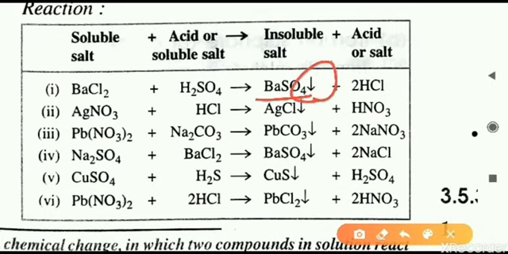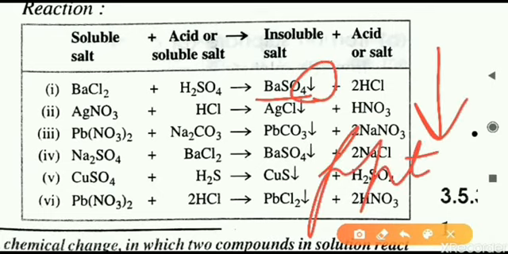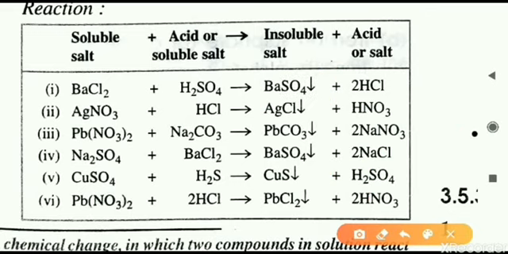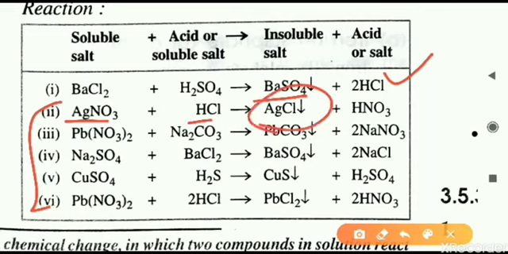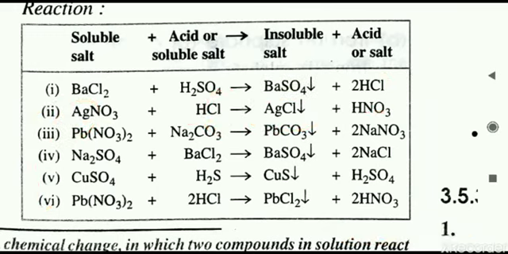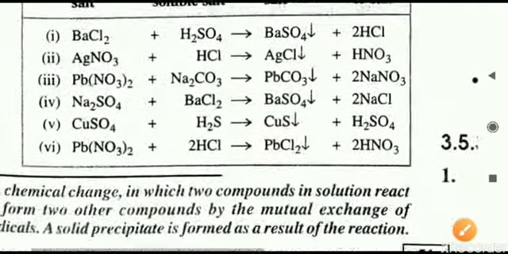Here you can see the symbol downward arrow is put. Whenever a downward arrow is there, that means it is a precipitate that is forming. Precipitate means insoluble salt has formed here. So barium sulfate is an insoluble salt. And another thing that forms here is the acid. All the reactions are similar here. Silver nitrate combines with HCl and forms AgCl, that is silver chloride. Downward arrow shows it is an insoluble salt, and nitric acid is the acid that is forming. So Ag+ combines with Cl- to form AgCl, that is the insoluble salt.